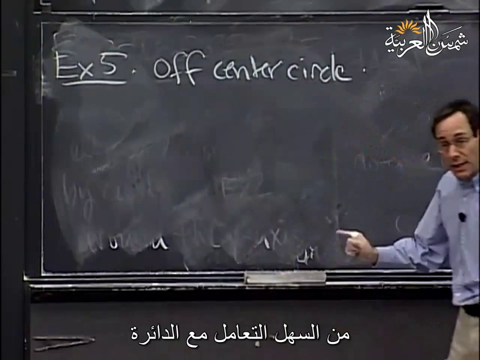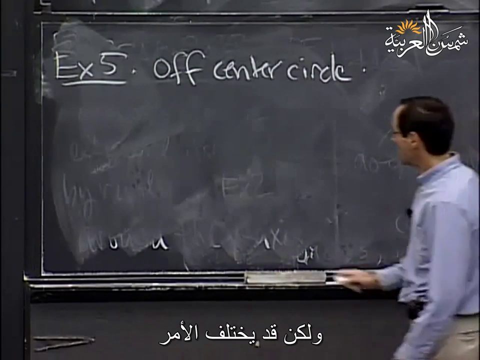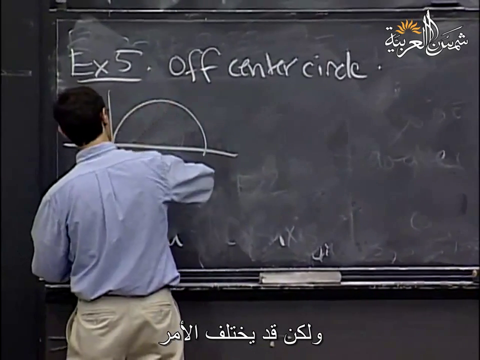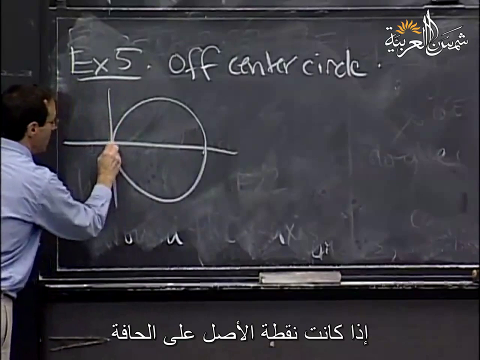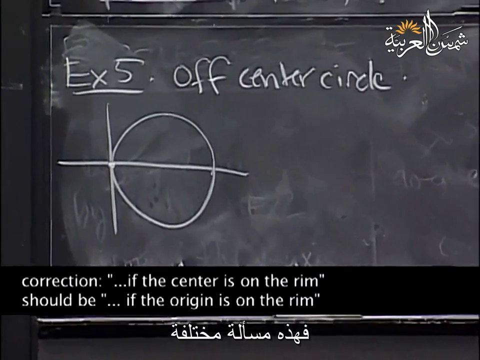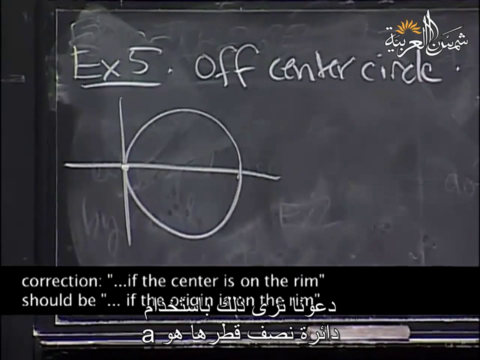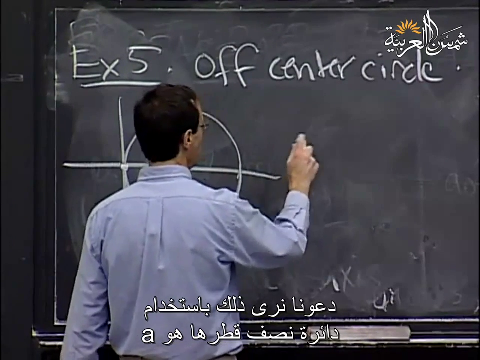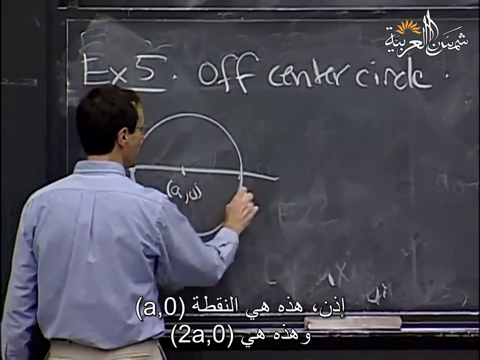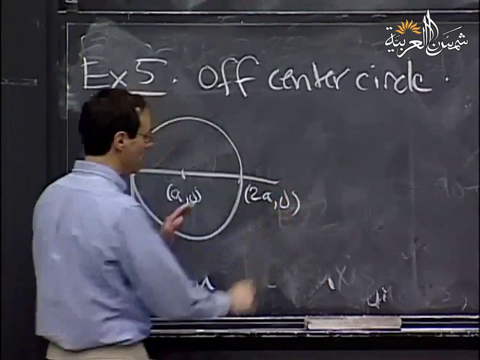A circle is really easy to describe, but not necessarily if the center is on the rim of the circle. All right, so that's a different problem. Now let's do this with a circle of radius a. So this is the point a comma 0, and this is 2a comma 0.